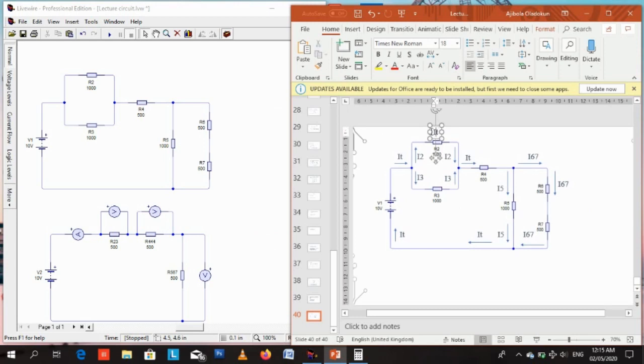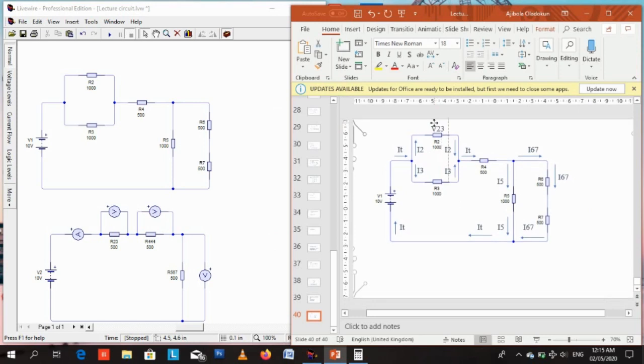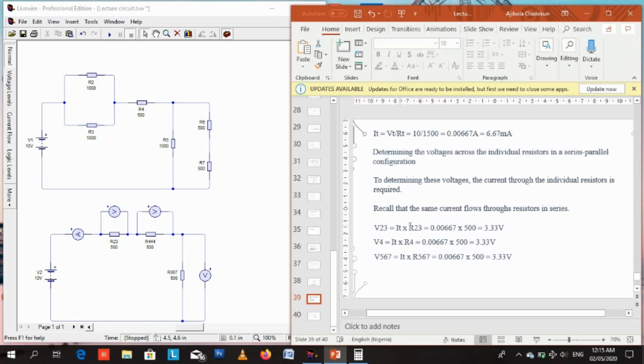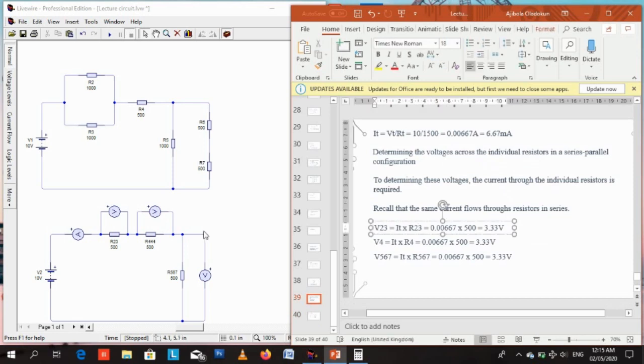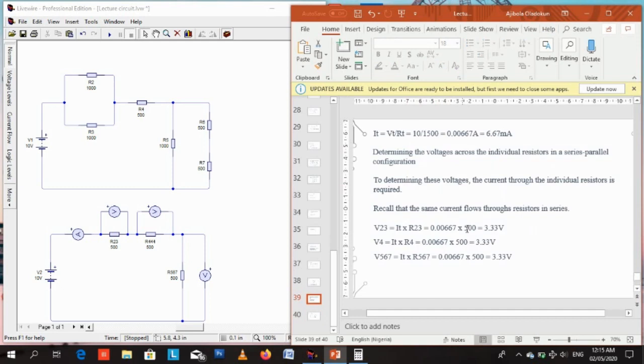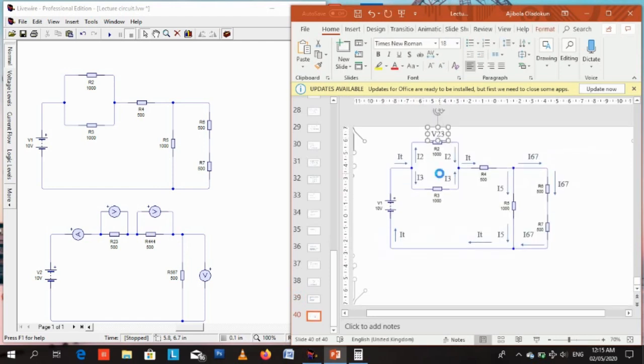So let's go. Now the voltage across R2 is V23. Remember that we got V23 by determining the voltage across R23. So V23 is the voltage across both R2 and R3. Remember that the voltage across resistors in parallel are the same. So we got V23 from R23, which is R2 and R3 in parallel. So V23 is the same voltage across R2 and R3 because both of them are in parallel, and voltages across resistors in parallel are the same.